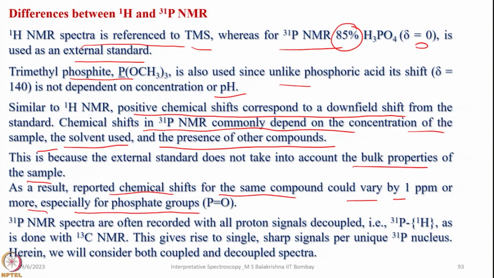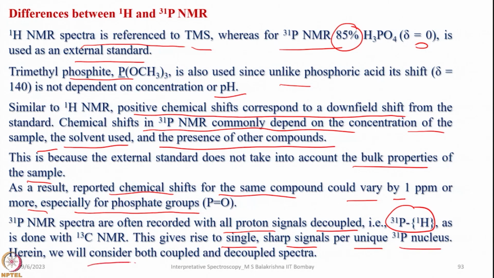31P NMR spectra are often recorded with all proton signals decoupled, very similar to the decoupling process we use in case of 13C. Here also we can conveniently use the decoupling process and record 1H decoupled 31P NMR. That will be very simple, and it's very simple to assign. This gives rise to single sharp signals per unique phosphorus.